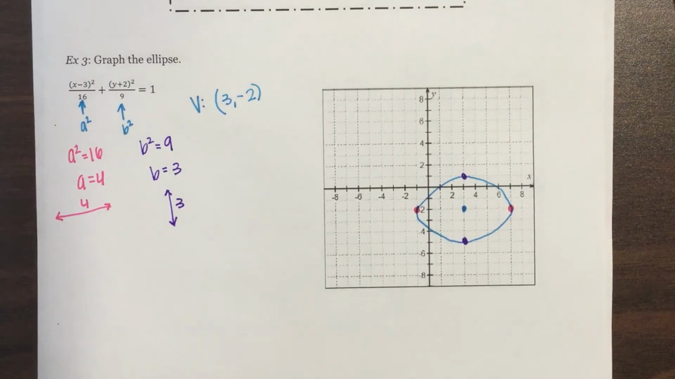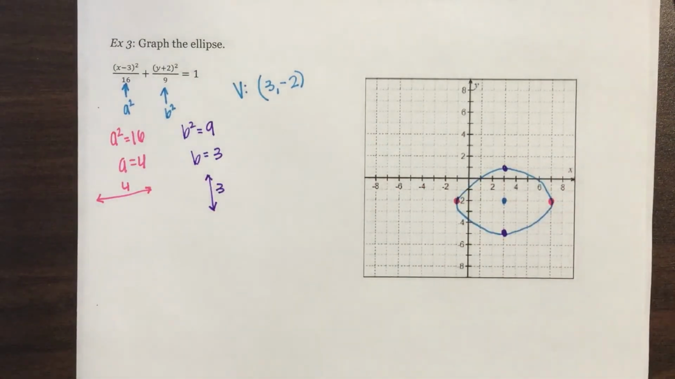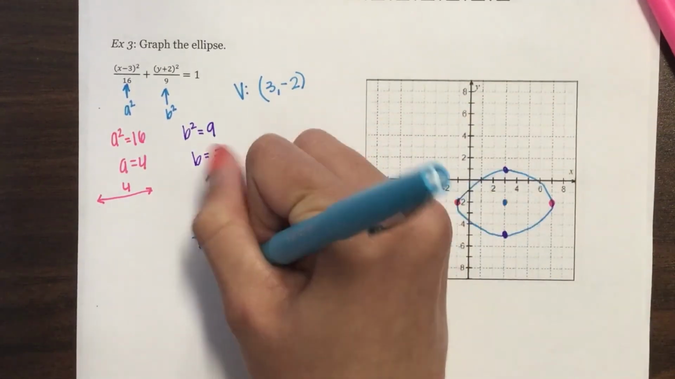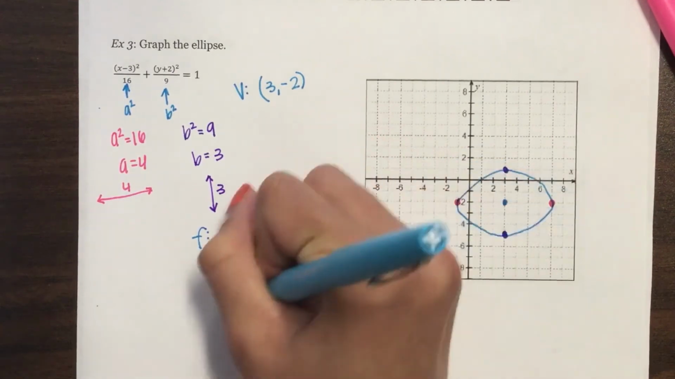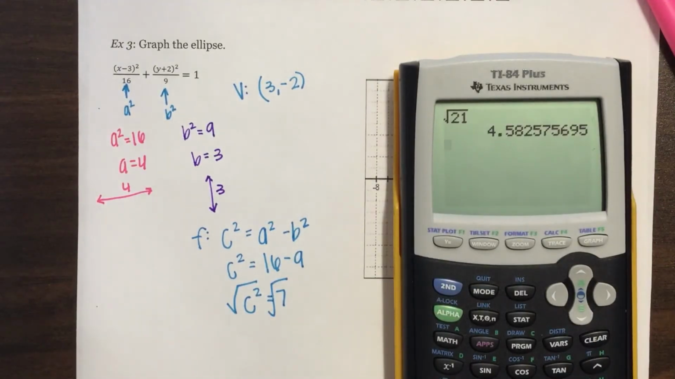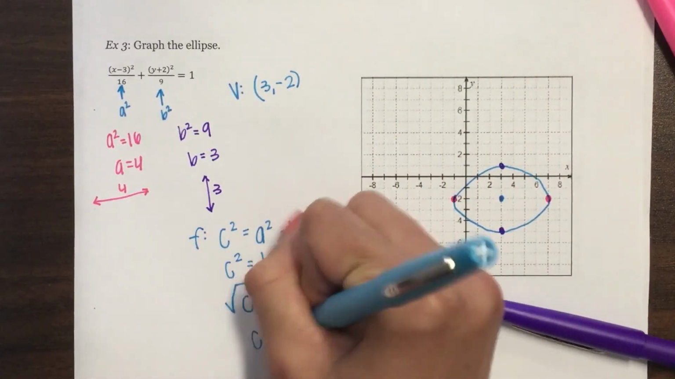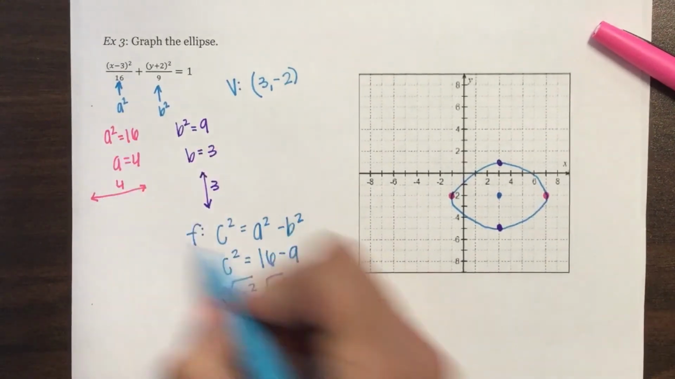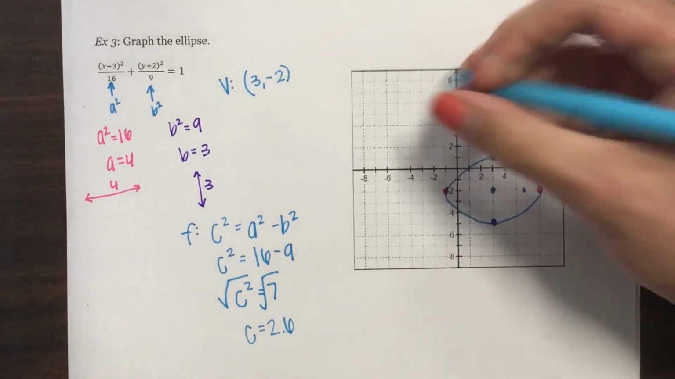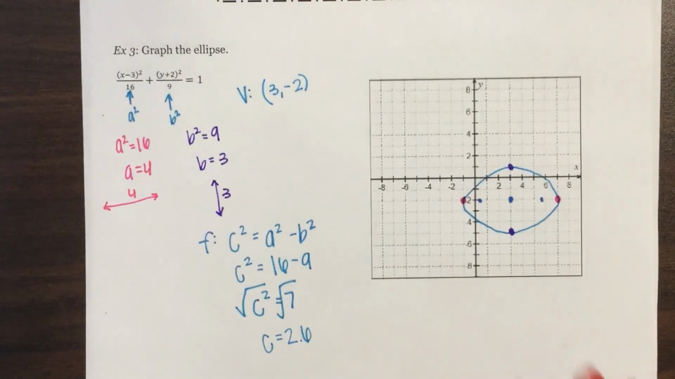And the last thing I need to do is find my foci. It's the same way that we did it before. So the foci is c squared equals a squared minus b squared. So that's c squared equals 16 minus 9. C squared equals 7. That's going to be an ugly number, so just pull out your calculator and round to the first decimal place. So it's the square root of 7, 2.6. So c equals 2.6. And the longer axis is my x-axis, so I'm going to go out from this point 2.6. 2.6 is about right there. 2.6 is about right there. And you're done.